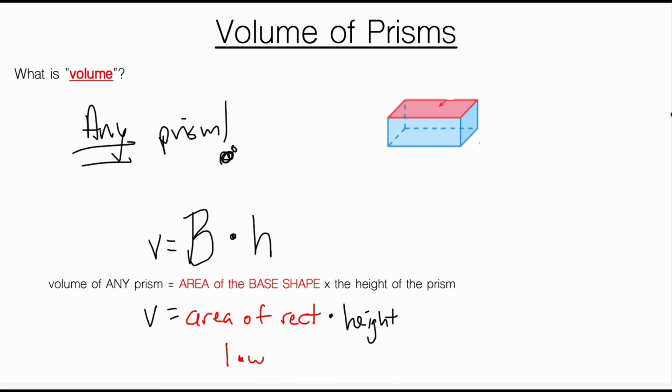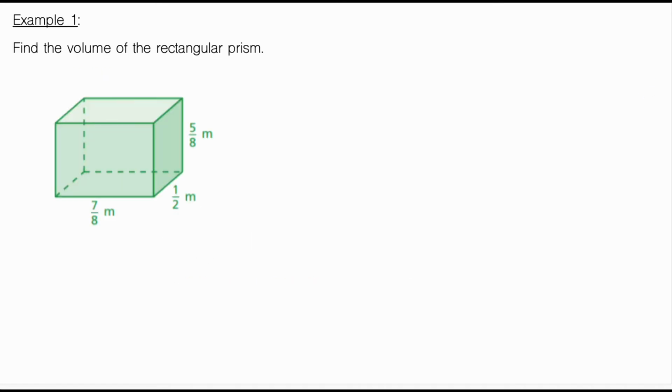It's oftentimes much easier to see things when you're working with actual numbers and actual shapes. We're going to work with fractions first. So in this green rectangular prism, I'm going to start by outlining the base. The base is a rectangle, and it's a rectangle that has dimensions of 7/8 meters by 1/2 meter.